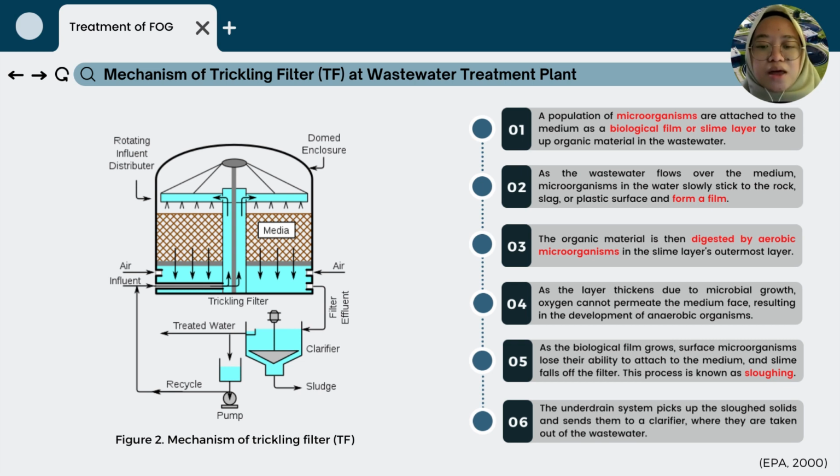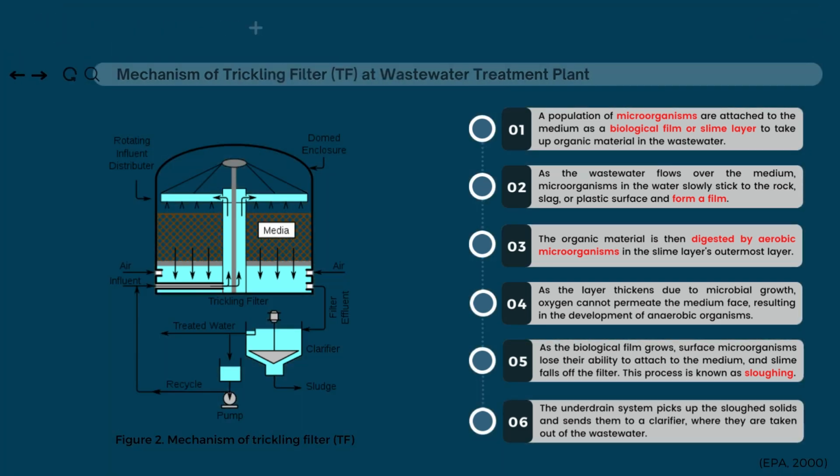And then, the fifth step is that as the biological films grow, surface microorganisms lose their ability to attach to the medium, and slime falls off the filter. This process is known as sloughing. Then, the last step is that the underdrain system picks up the sloughed solids and sends them to a clarifier, where they are taken out of the wastewater.